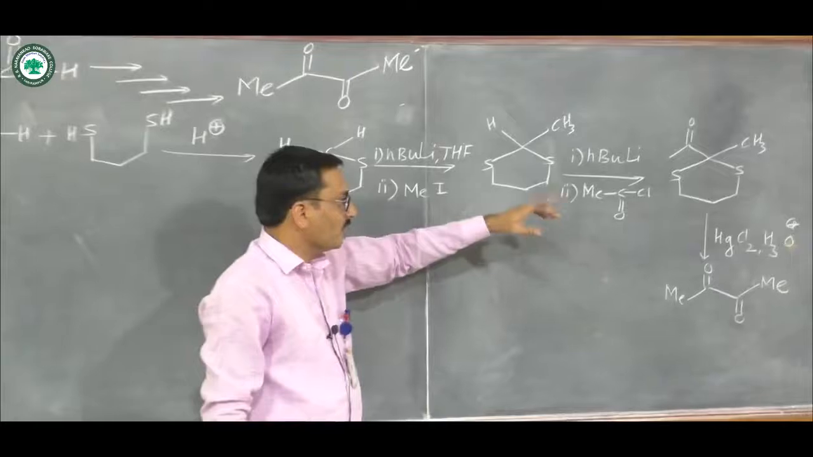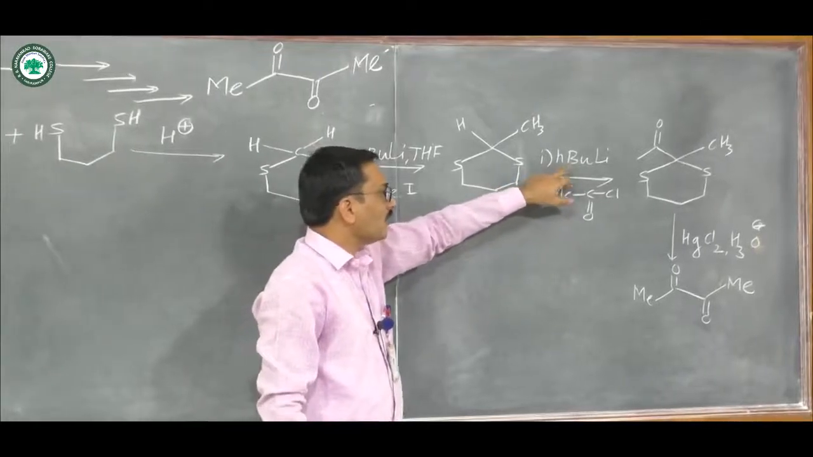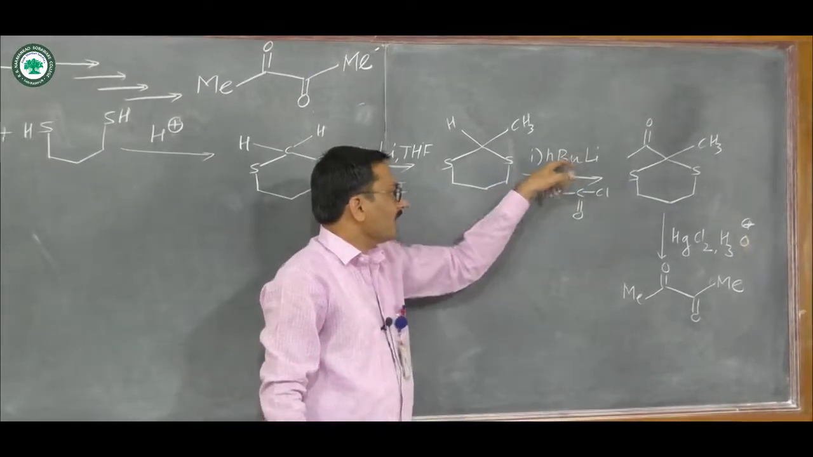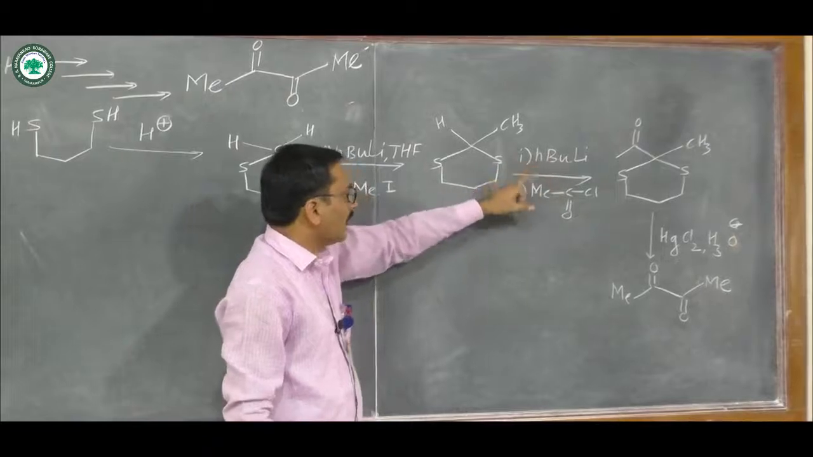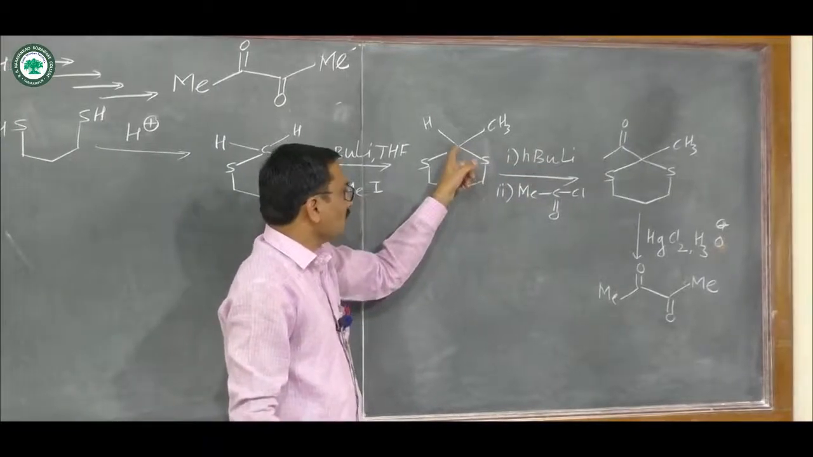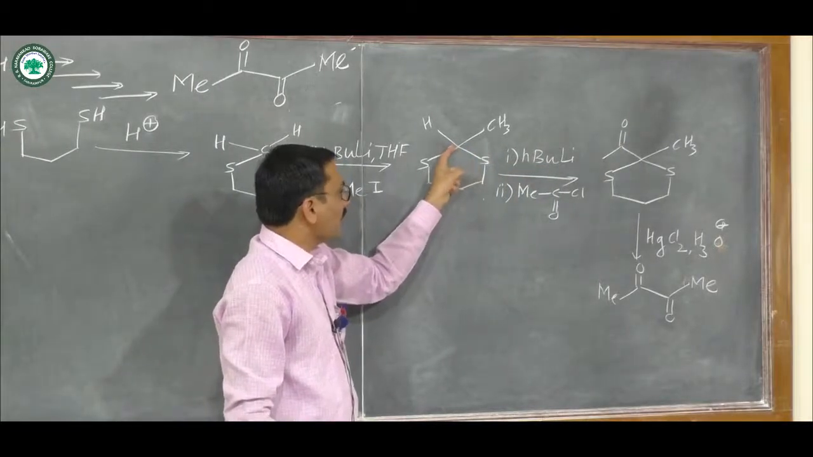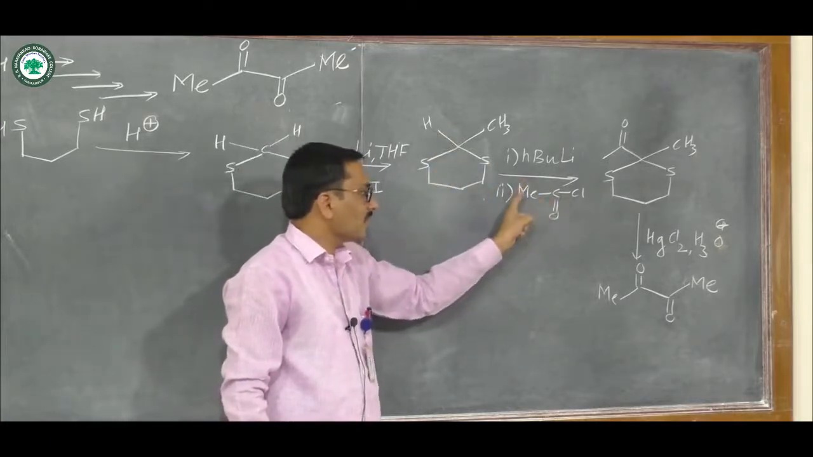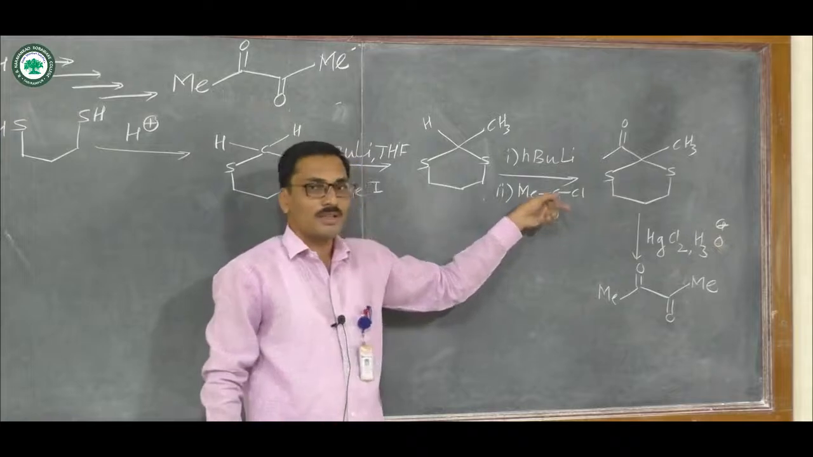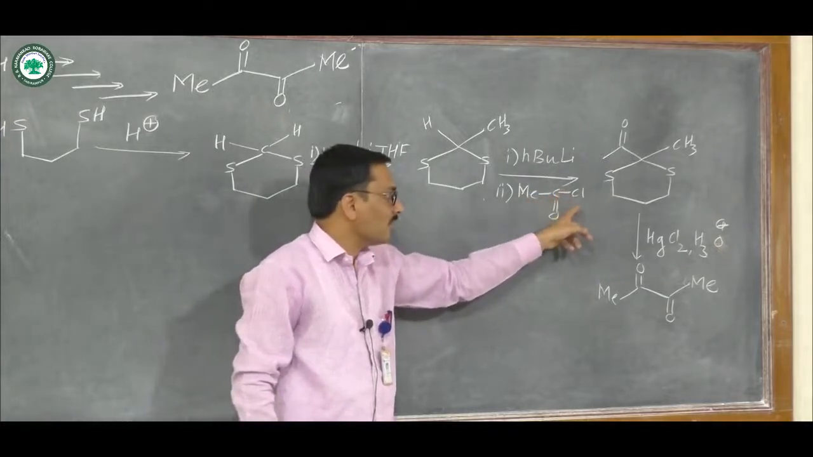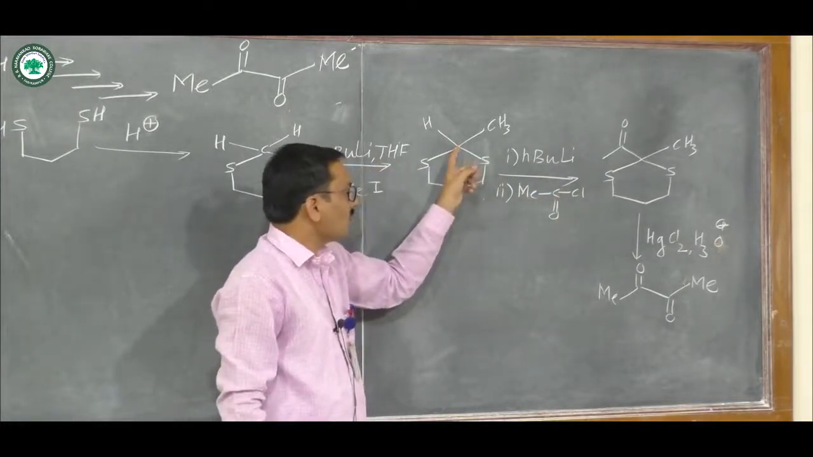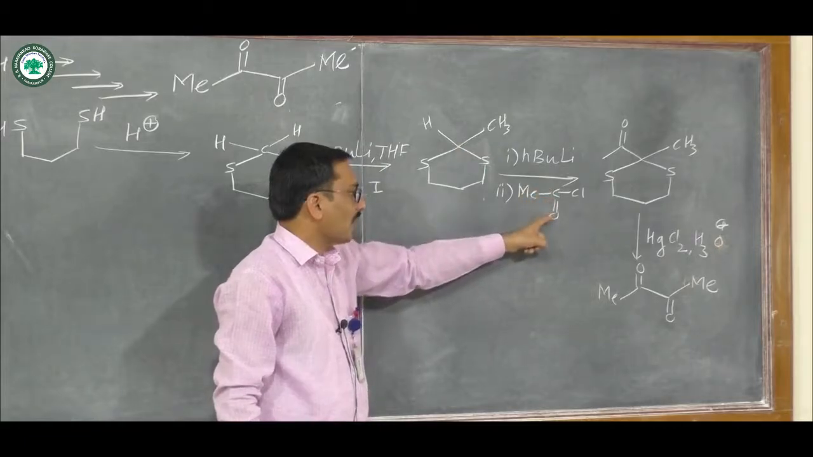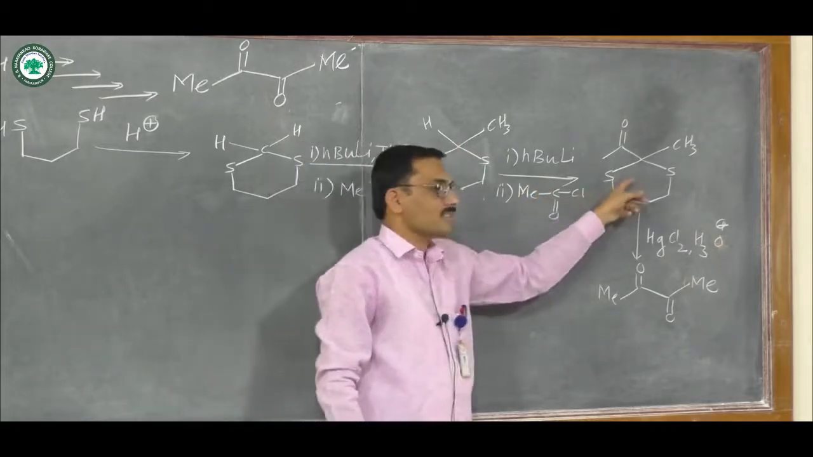In the next step, we use the second n-butyl lithium molecule, and that n-butyl lithium again abstracts this proton. There is formation of a carbanion, and this carbanion reacts with this given reagent. So this carbon is electrophilic in nature. This Cl will be removed, and this carbon forms a bond with this carbonyl carbon. So we have this next structure.